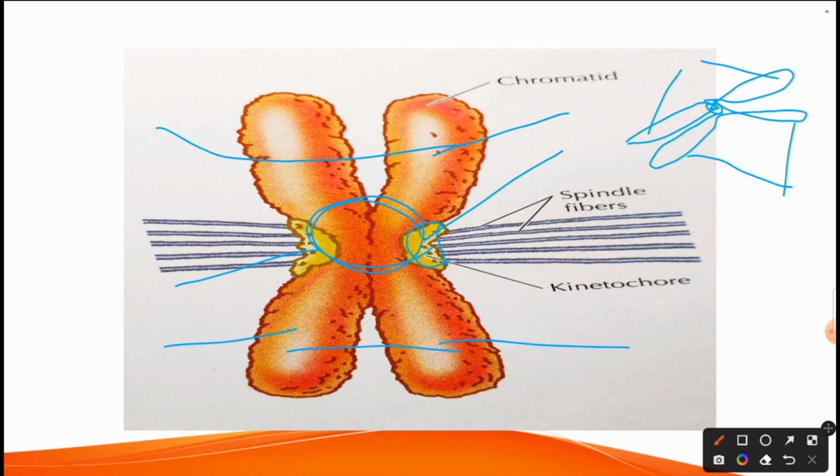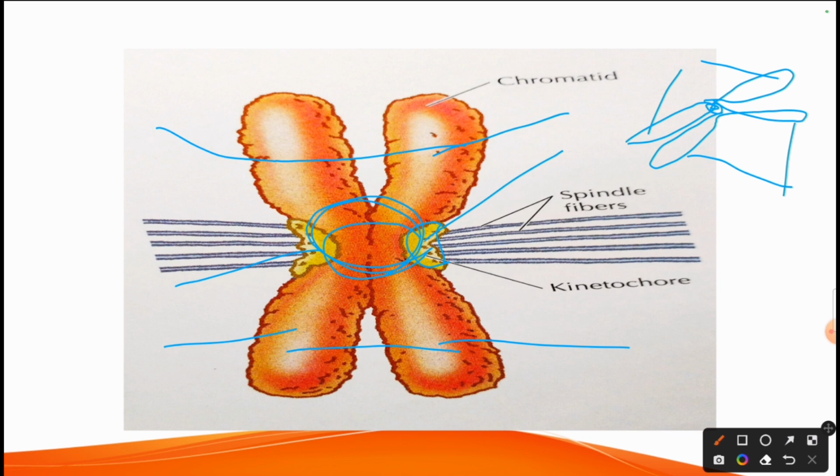You will learn in detail about the function of spindle fibers during mitosis, during the cell division stage. I will discuss what the role of spindle fibers is in the cell division process. Got it? So in short, the primary constriction or centromere is a narrow, constricted zone. Why is it constricted? Because here the DNA is without histone protein and nucleosomes are absent.